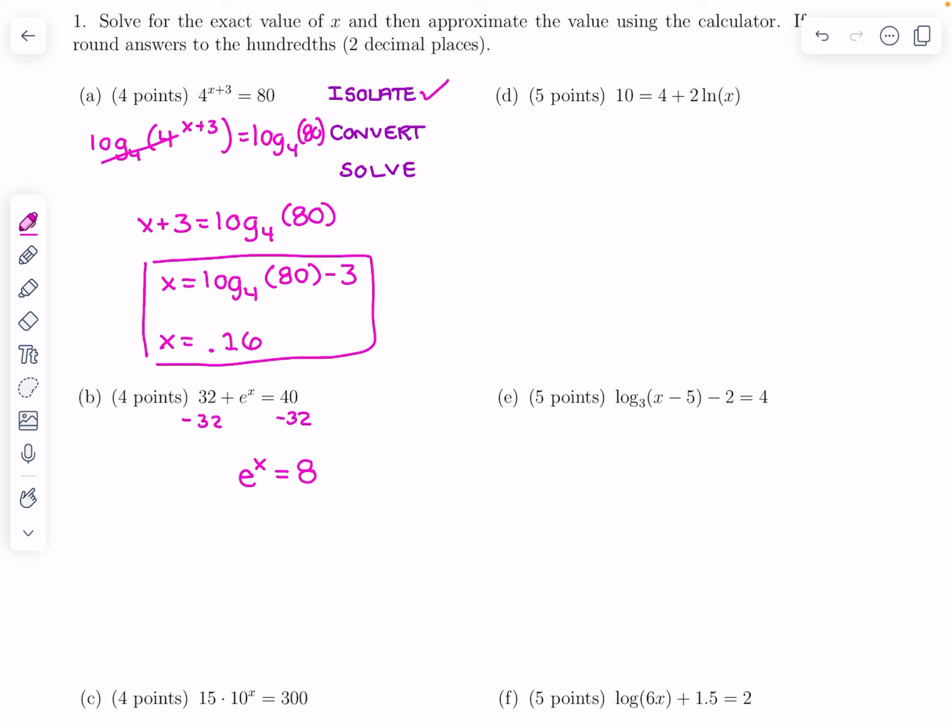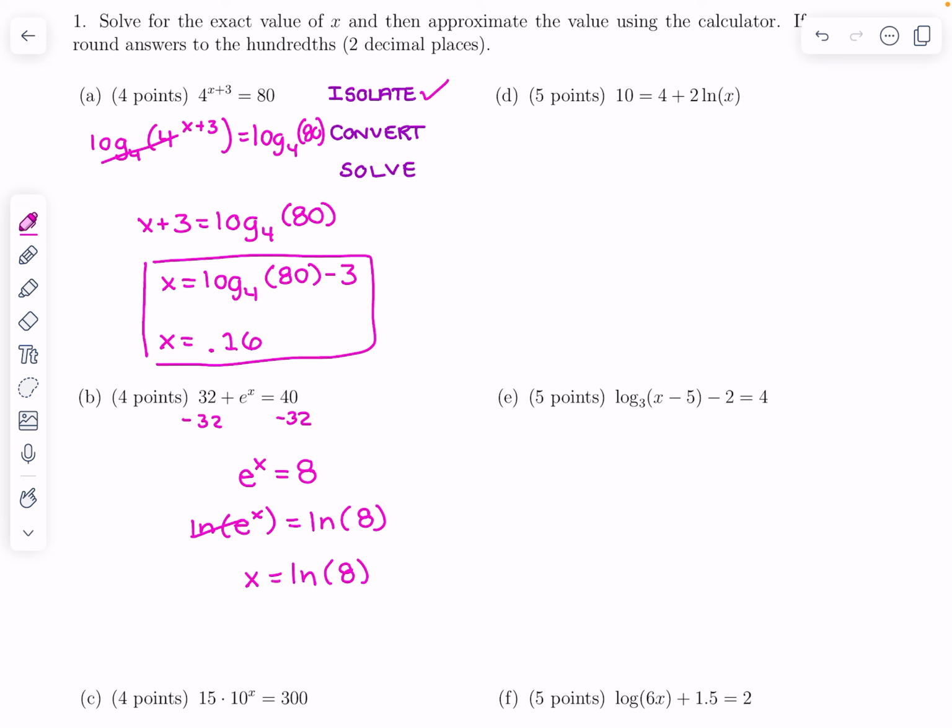So I isolated. Now I'm going to convert. I want to use the base of the exponential to convert. So this is base e, so I'm going to take ln of both sides. Ln of e to the x equals ln of 8. Ln and e cancel, so I'll just get x equals ln of 8.